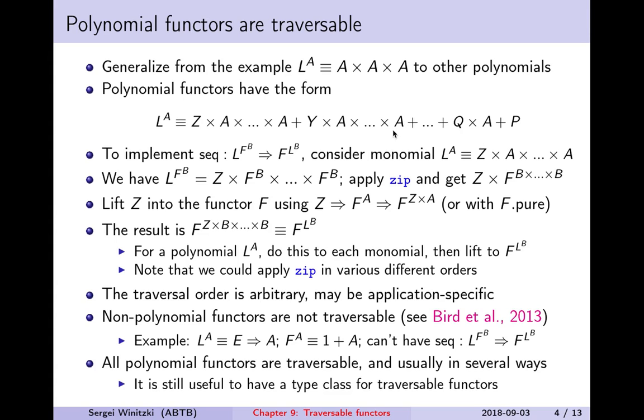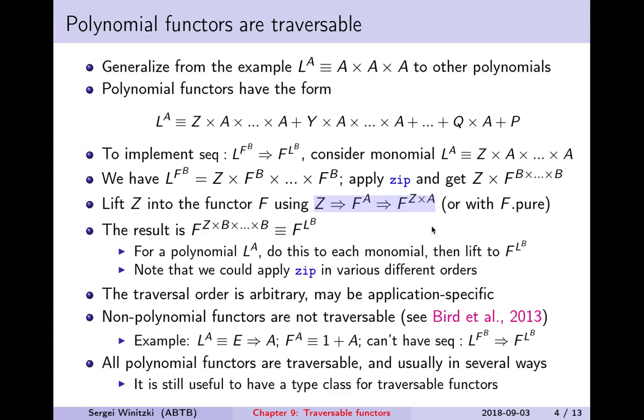So we have seen how to implement it for a monomial. Let's first consider a monomial like this, so one part of this polynomial. Then we can apply zip to these. First we look at LFB. LFB has this type, so we can apply zip to these. We get this. And then we can lift the z into the functor f by just this standard functor map.